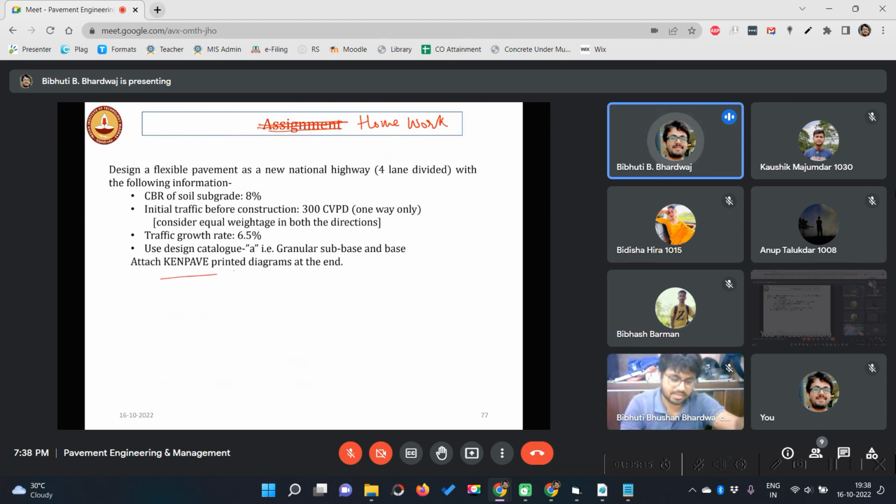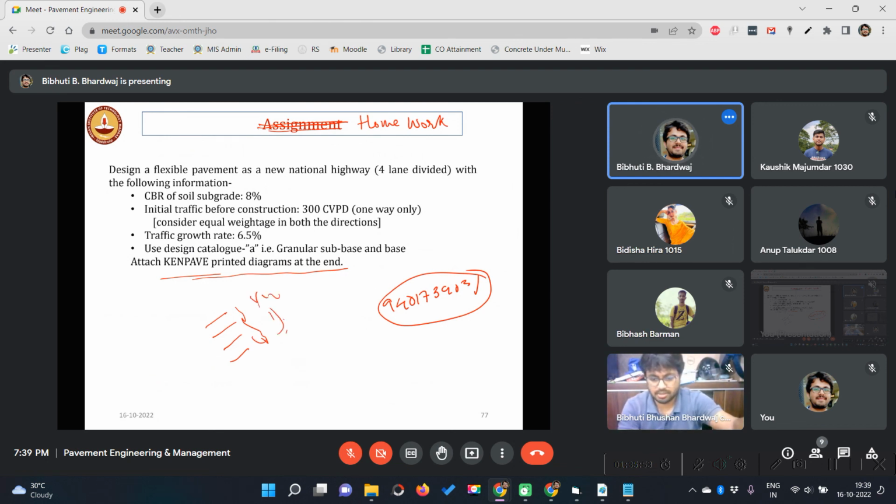You can attach the KENPAVE design, and sometimes it happens with good students, whenever you do something, you want to confirm whether it is okay or not. If you want to confirm, first you confirm with your friends, then send me a WhatsApp message on this number, with the KENPAVE printed diagram, and also any doubt if you have, or finally the thicknesses. What are the thicknesses? What are the material properties?